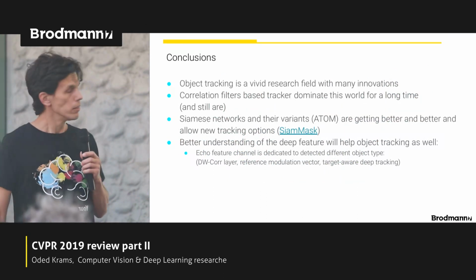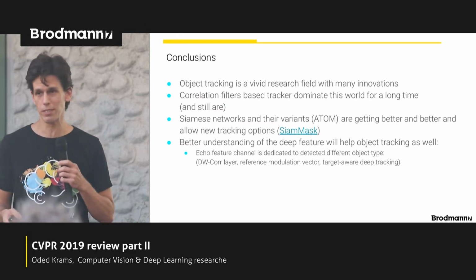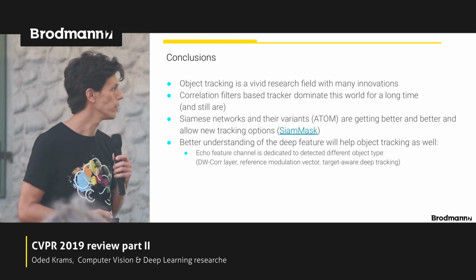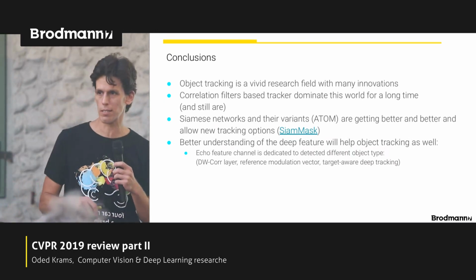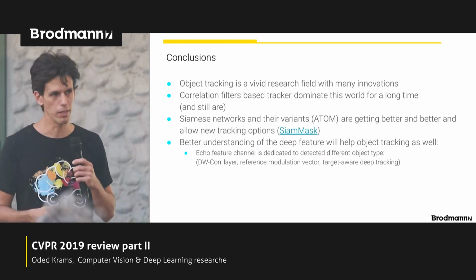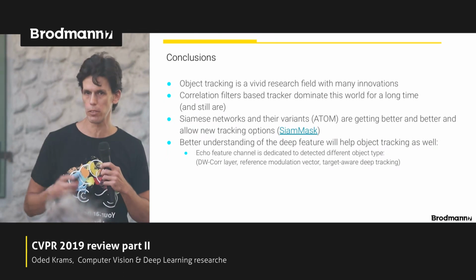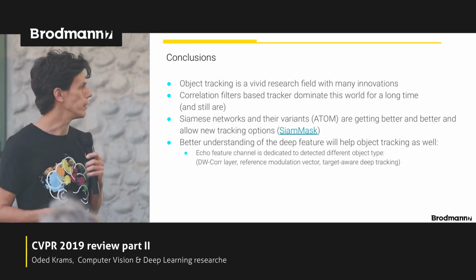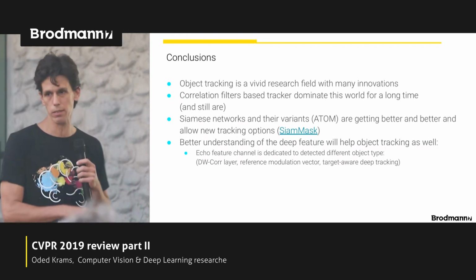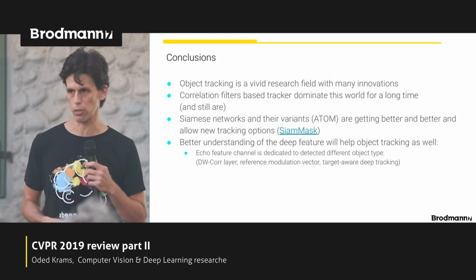So to conclude, object tracking is a vivid research field, with lots of research and lots of hard tasks to solve. Correlation filter, the last paper I talked about, dominated this world until a certain time, and I think that now Siamese networks are starting to catch up and get better and better results in real time. They also have some new options they can offer, like SiamMask. They didn't get the best result, but they also offer a segmentation mask of the tracked object, which is nice.